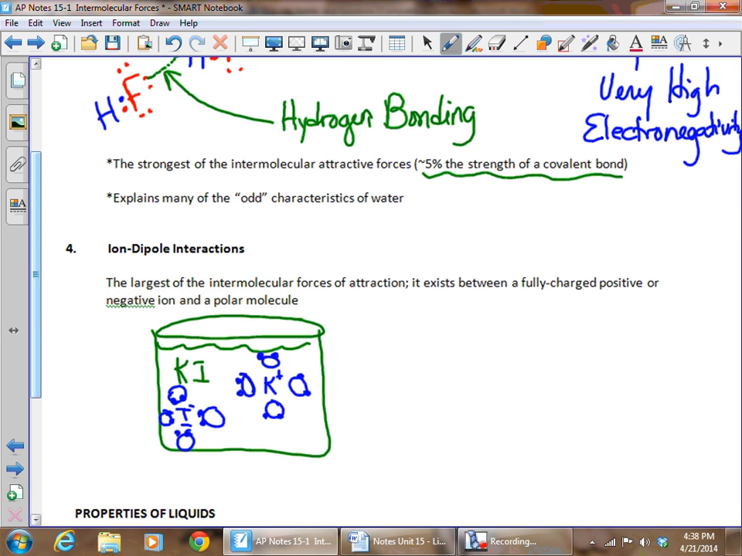Now think about it. This time we're not talking about just the partial charges of the water molecules, partial negative attracted to partial positive. We've got a fully charged positive potassium in this case, and the fully charged negative iodine, and those ions attracted to a dipole is the strongest of our attractive forces.